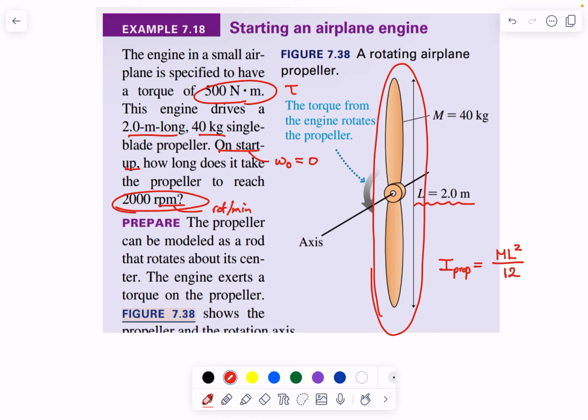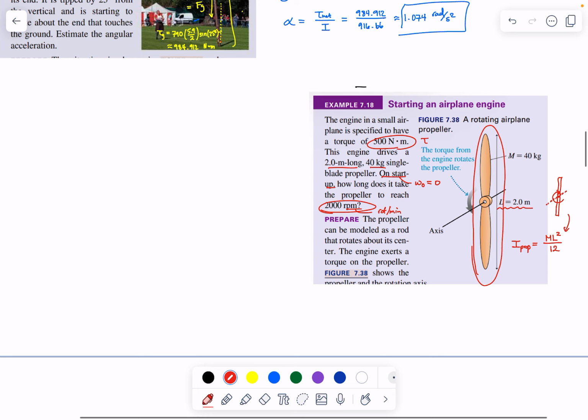Now, if the axis was going through maybe one of the ends down here, we would actually have a 3 at the bottom instead of a 12. But in this case, we have a 12, right? It's for a specific situation where you have some kind of uniformly distributed rod and you're rotating about the very center of the rod. So that's this specific rotational inertia formula. So we want to find how long does it take to reach 2,000 RPM?